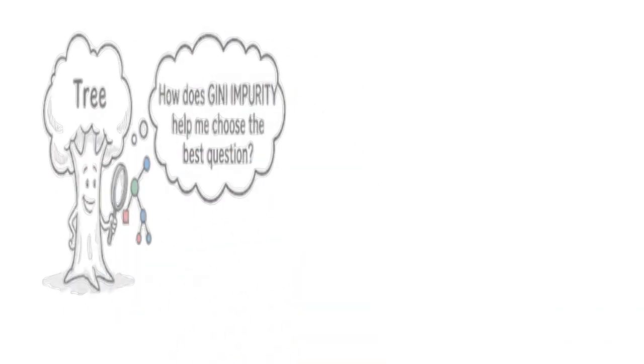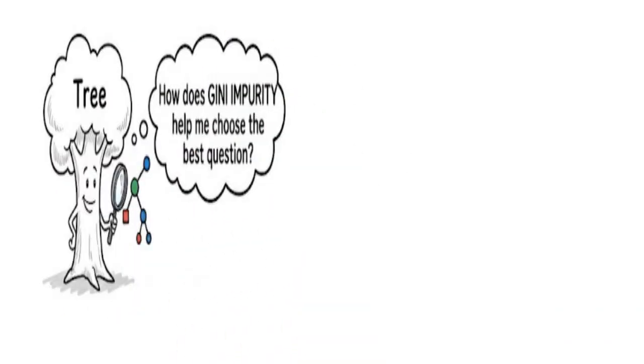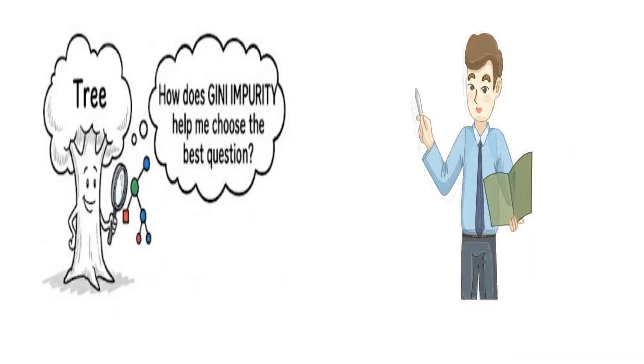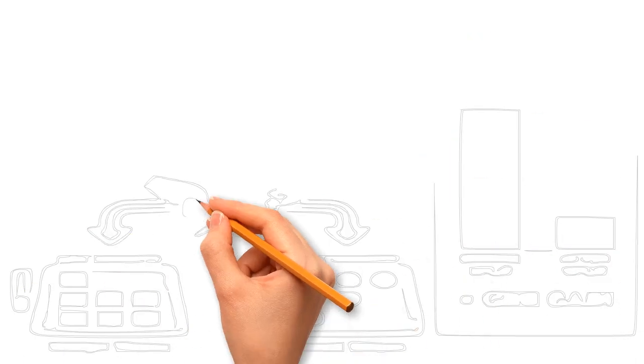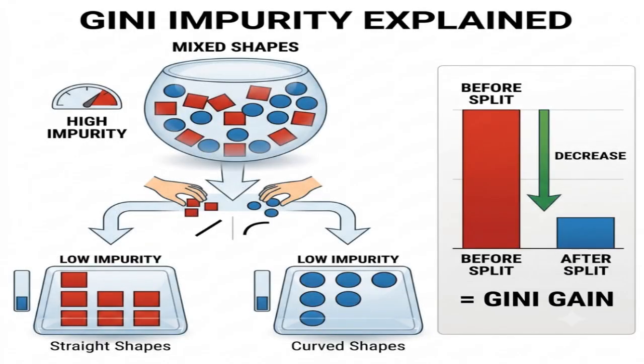The second method is called Gini impurity. Gini impurity measures how often a random item would be classified incorrectly. If a group is very mixed, there is a high chance of making a mistake. If a group is pure, the chance of error is very low. So again, lower is better. Gini impurity is often preferred in practice because it is simpler and faster to compute. Many popular decision tree algorithms use Gini by default.